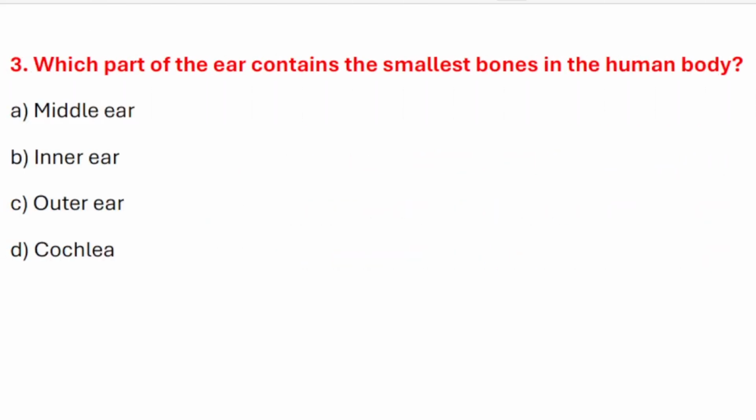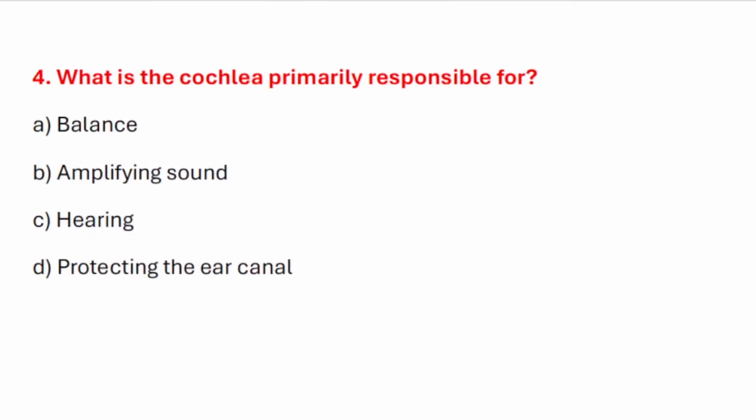Question number 3. Which part of the ear contains the smallest bones in the human body? Correct answer is option A, middle ear. Question number 4. What is the cochlea primarily responsible for? Correct answer is option C, hearing.